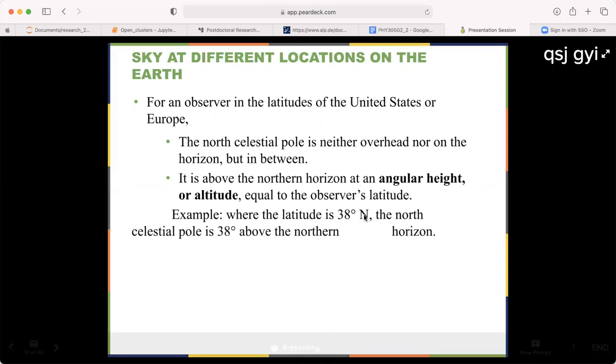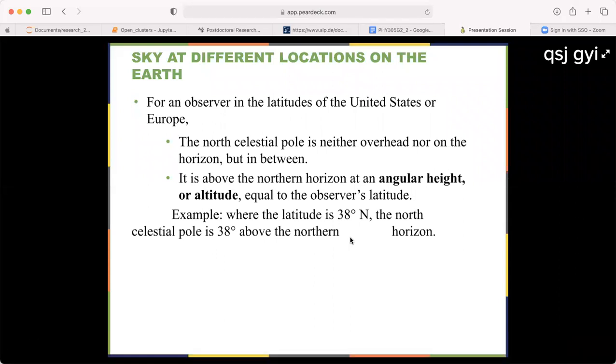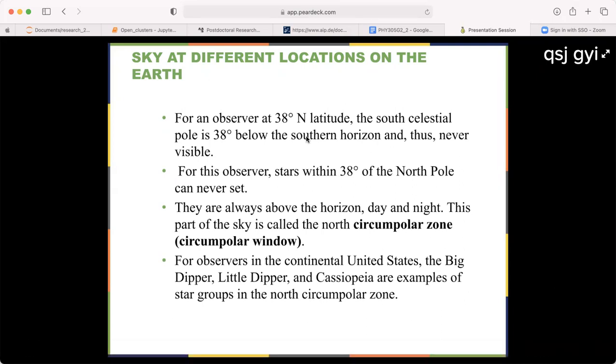I have given an example here: if your latitude is 30 degrees north, then the celestial pole is 30 degrees above the northern horizon. That's how you can understand it. Normally, the altitude of the celestial pole and your latitude will be the same. Based on that fact, for an observer at 38 degrees north latitude, the south celestial pole is 38 degrees below the southern horizon. Which means you cannot see the south celestial pole.